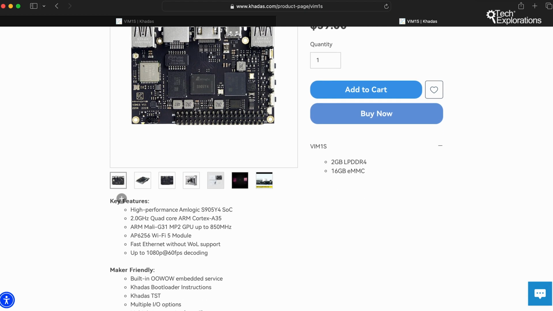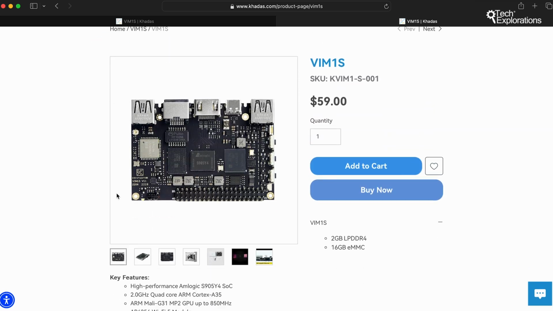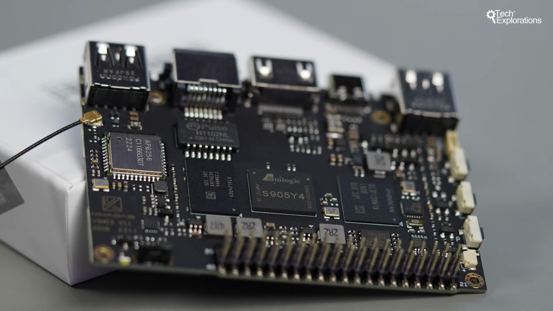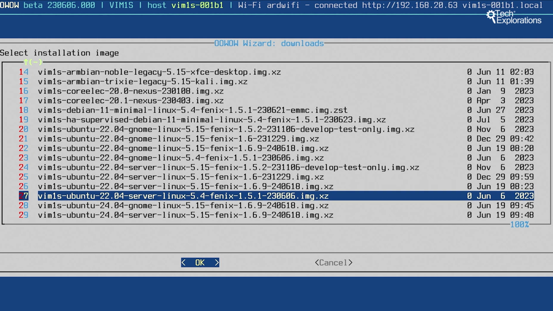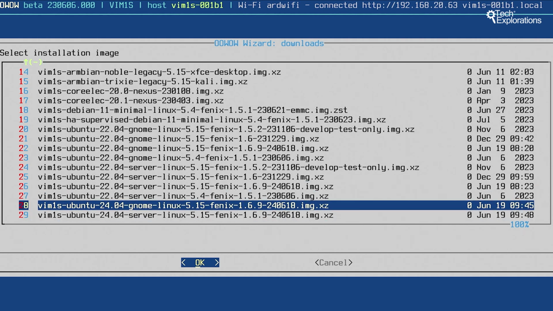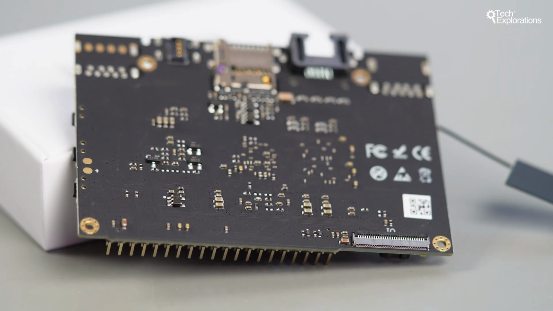The Khadas VIM1S certainly makes a good first impression with its power-efficient design. Despite lacking USB 3.0 ports and gigabit Ethernet, the available 10/100 Mbps Ethernet connectivity, along with its two USB 2.0 ports and Wi-Fi, provide lots of options for basic GPIO access and peripheral connections. Now, what makes the VIM1S particularly appealing is its ecosystem and software support. This tiny computer can run various operating systems such as Ubuntu 22.04, which is the one that I tested this unit with, Android 11, and Debian. Its dimensions are 82 by 58 by 13 millimeters.